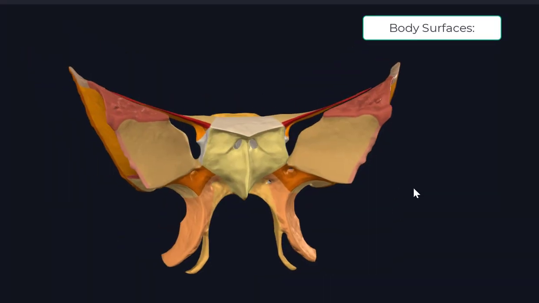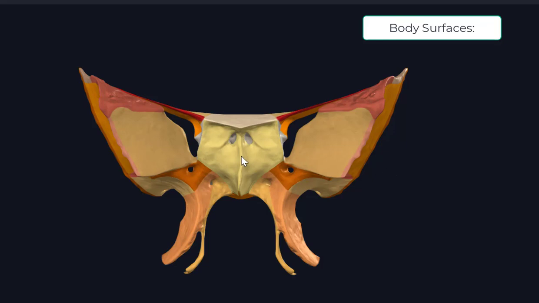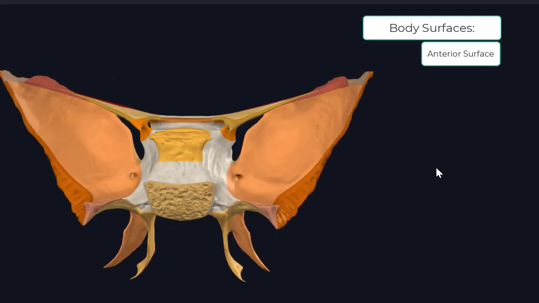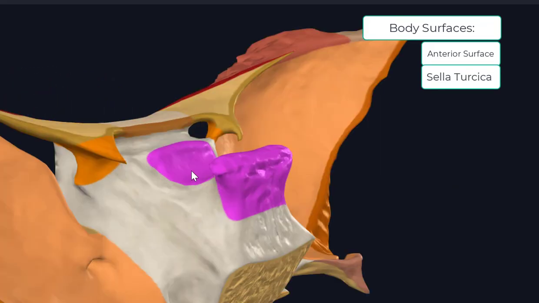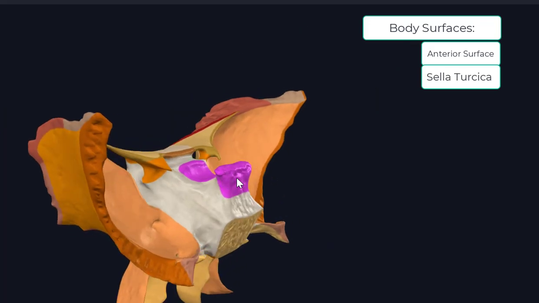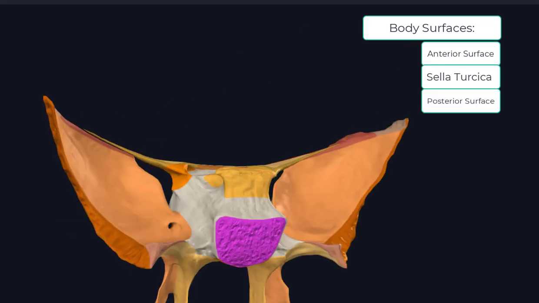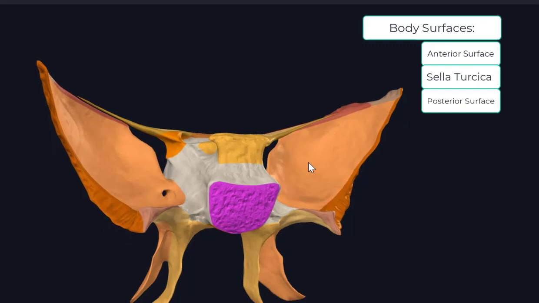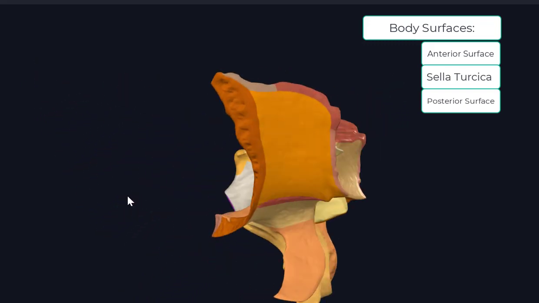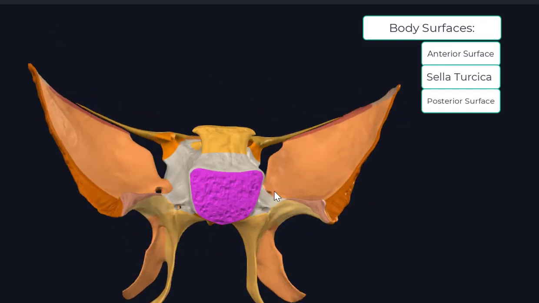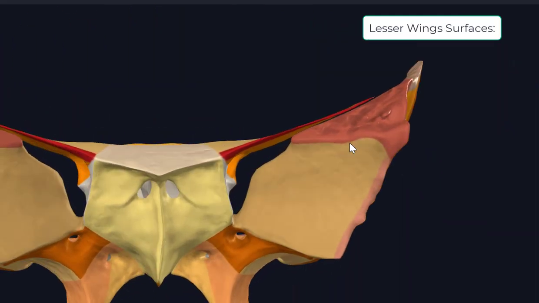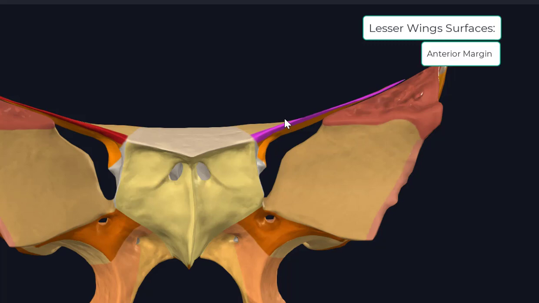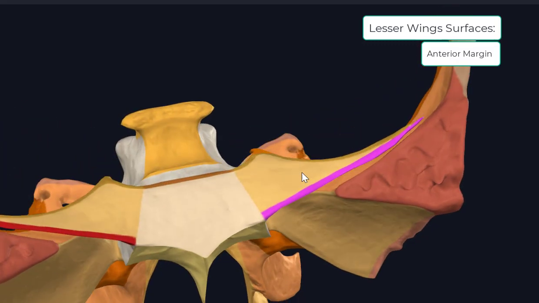Now, let's talk about the surfaces. The body of the sphenoid bone has an anterior surface. The body also has this depression we call the sella turcica. And on the body, there is also the posterior surface of the body of the sphenoid bone, which is connected to the occipital bone. In terms of the lesser wings, anteriorly, we can distinguish the anterior margin of the lesser wing.